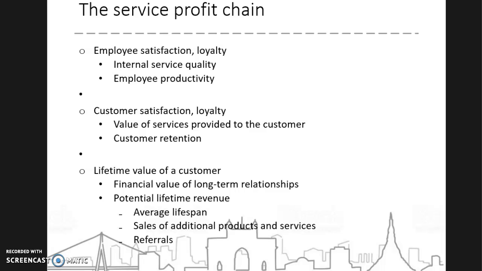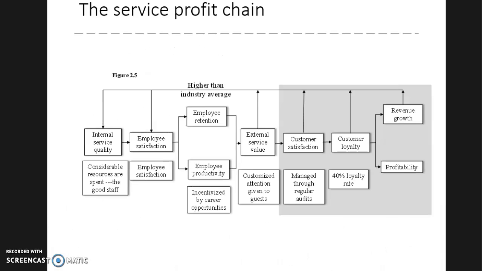And when you look at the lifetime value of a customer, the financial value of long-term relationships is a lot higher, and the potential lifetime revenue or the average lifespan of a customer varies by industry, but it is very significant to different customers and in the customer service scope. So the sales of additional products and services is able to happen when you have that lifetime revenue or lifetime relationship with clients, as well as referrals often come when you reach that point.